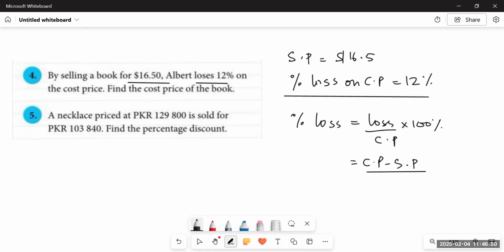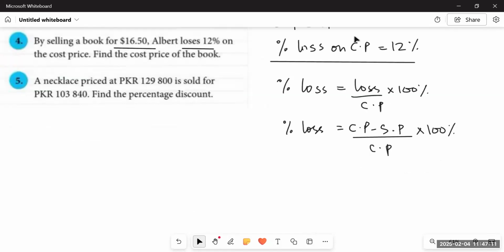We have done this type of question in the table, in part F, where the loss percentage along with the selling price was given. It's the same question. Since the percentage loss is given, we are going to substitute all the values. Percentage loss is 12%, so we write 12%. Then CP is missing; the cost price is what we have to find, so we place CP here. Minus SP is given as 16.5, upon CP.